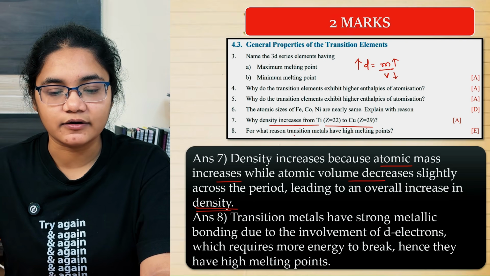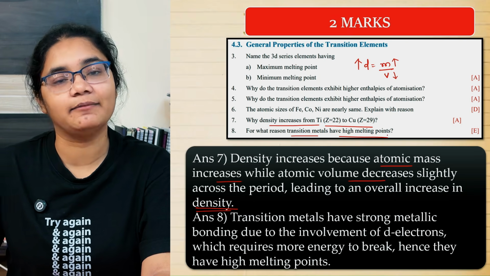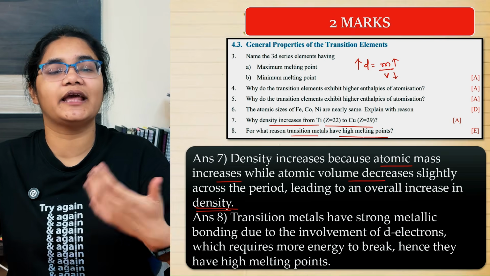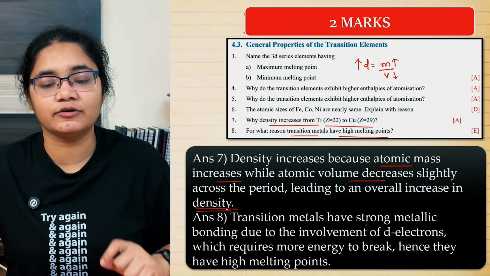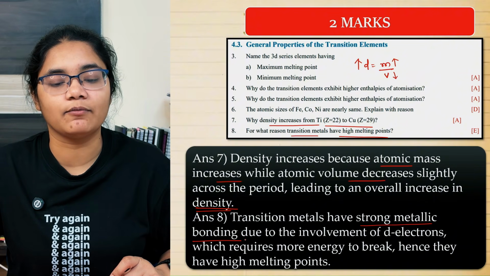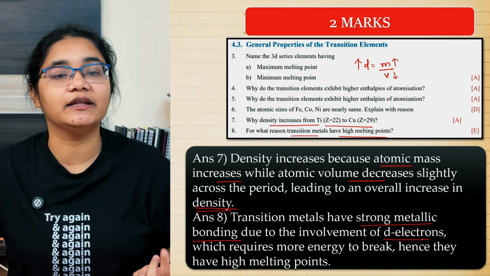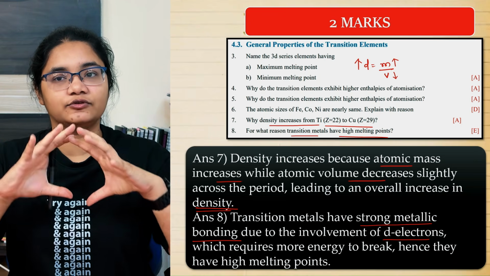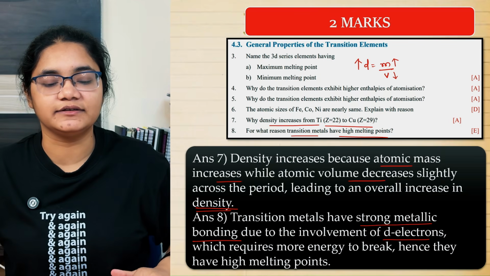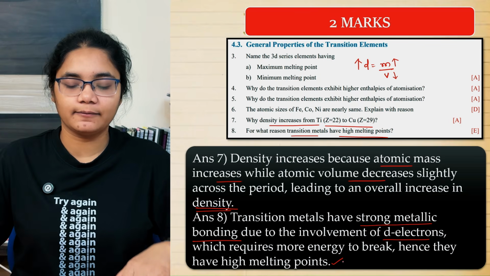Next, for what reason do transition elements have high melting points? Again, the same reason: transition elements have a lot of unpaired electrons, and these unpaired electrons are involved in strong metallic bonding, due to the involvement of d electrons. And this creates a very strong force between the atoms, and that results in a very high melting point.